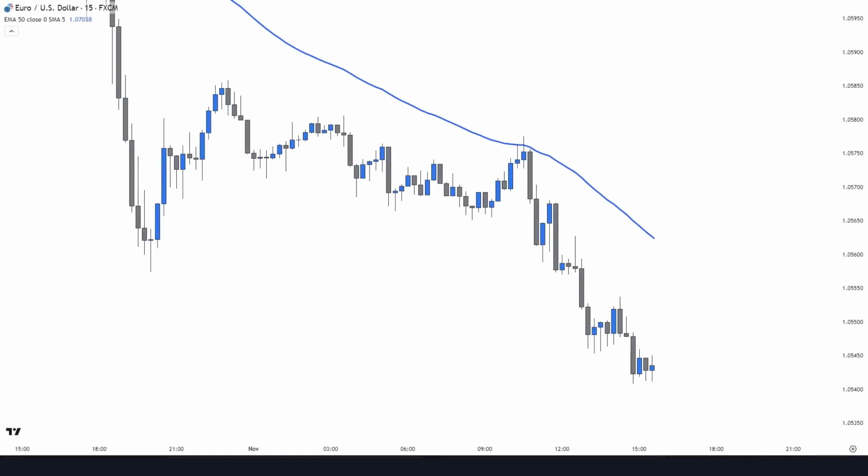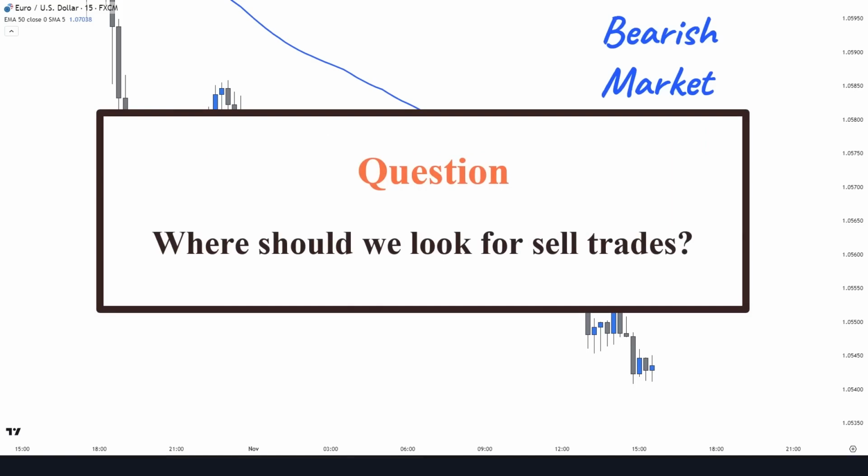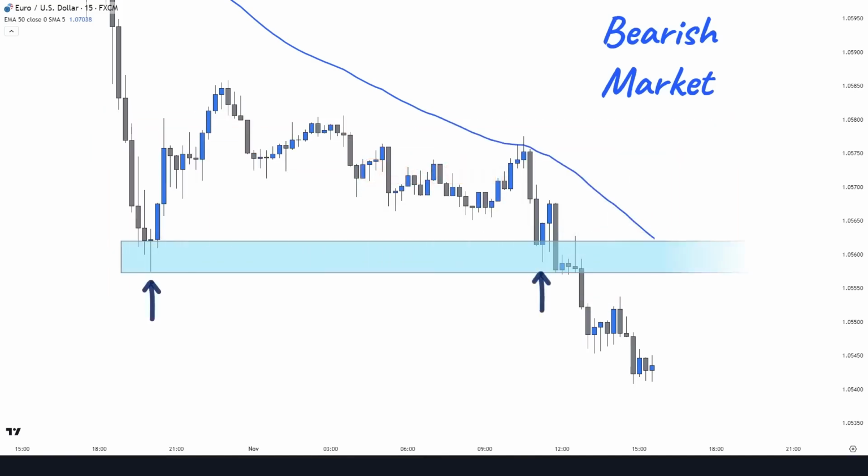Here on the Euro-Dollar 15-minute chart, we can see that the price is trending below the 50 EMA. So we have a moving downtrend, and we are only interested in selling this market. Now, here comes a question. Where should we look for sell trades? We know that this level has acted as strong support recently. So, after this breakout, support turns resistance, possibly providing us with a trading opportunity.